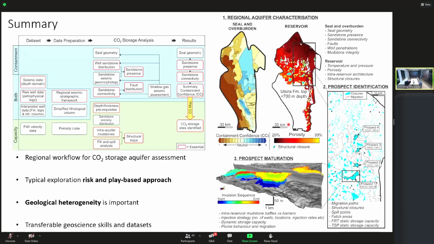So, just to summarize, hopefully I've shown you how we characterize aquifers and identify the best and worst areas. We can then look for prospects, and then we can mature those prospects. I've used typical exploration workflows and data, and therefore it shows the transferability of skills of geoscientists making the switch between the two. And finally, I just want to say that geological heterogeneity is very important to include. We see a lot of capacity estimations for aquifers with really high numbers, and once you include that geological heterogeneity, it really brings down how much of the aquifer is actually suitable for storage.